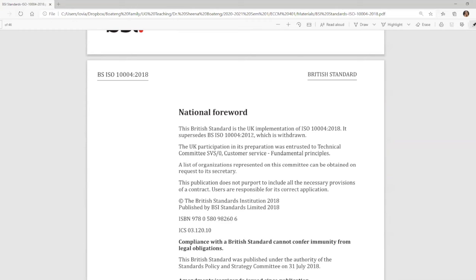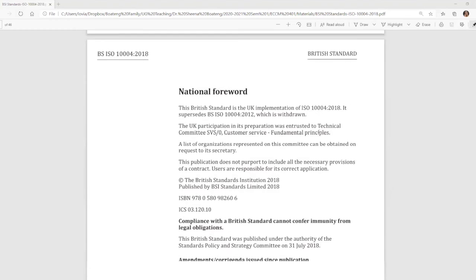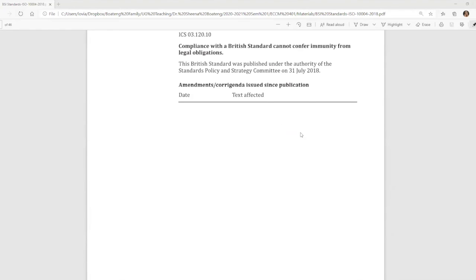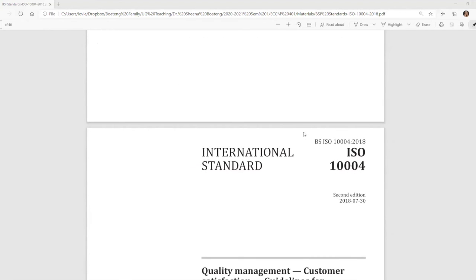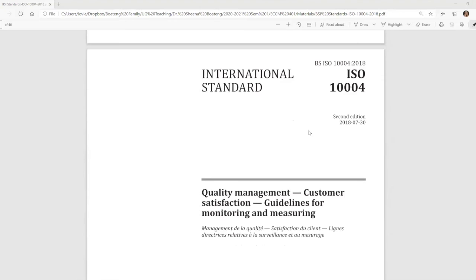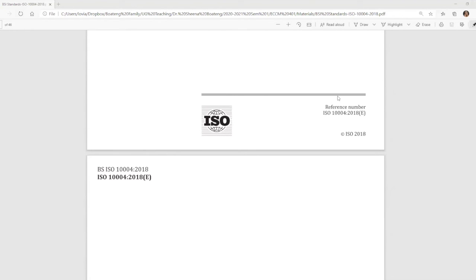So do you see what is happening here? It tells us that prior to the 2018 version, the version that was before it was which one? 2012. Good. So the moment the new version came, they withdrew the old version and put out the new version. So this document covers the provisions that have been made in the new version. So now let's go into the document.